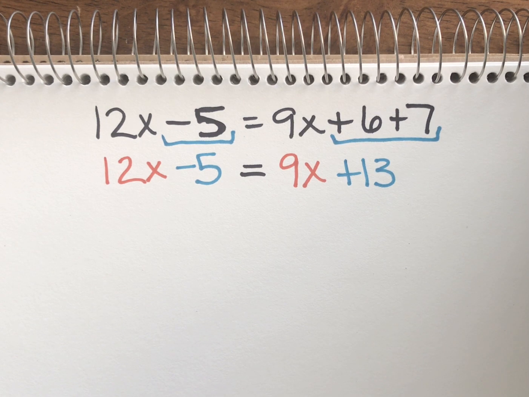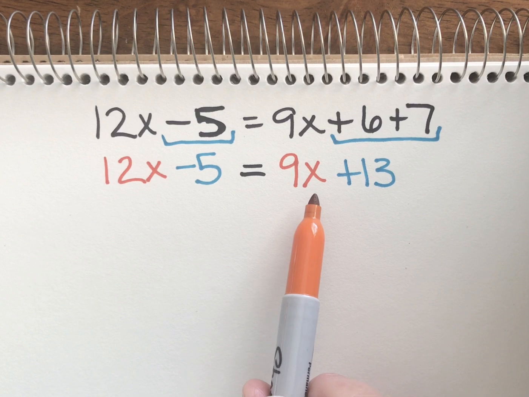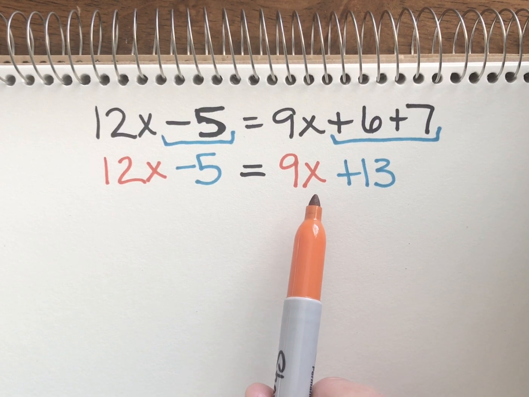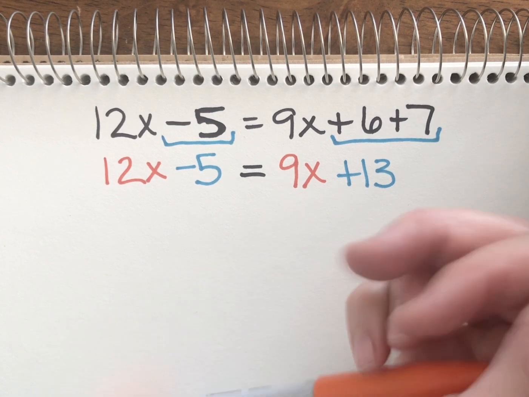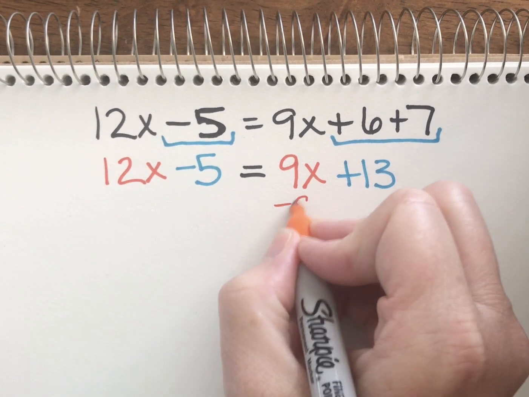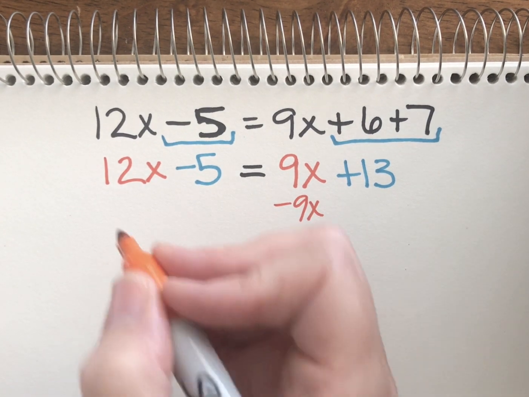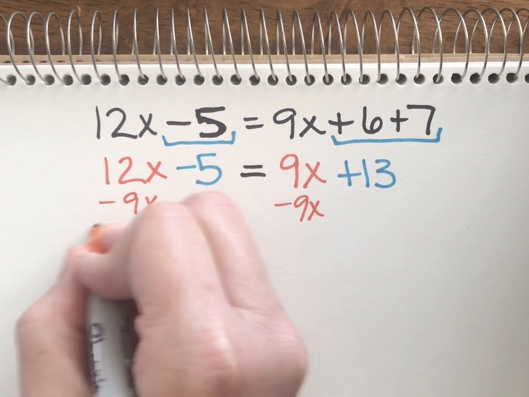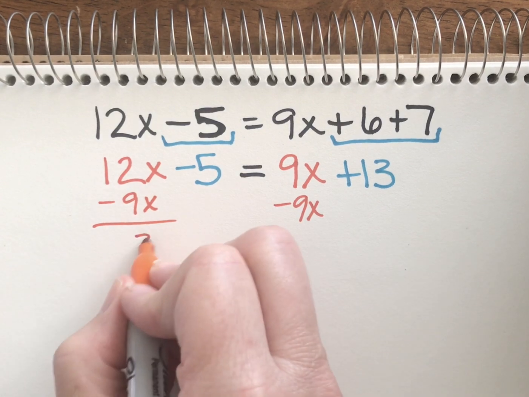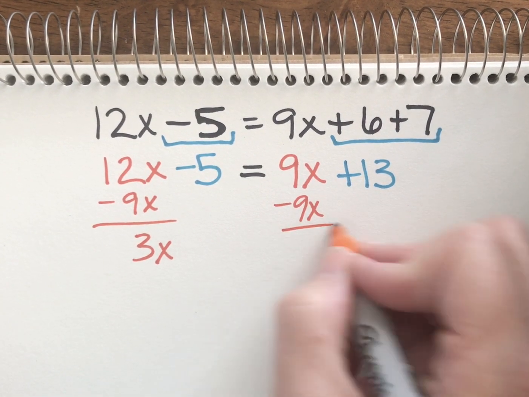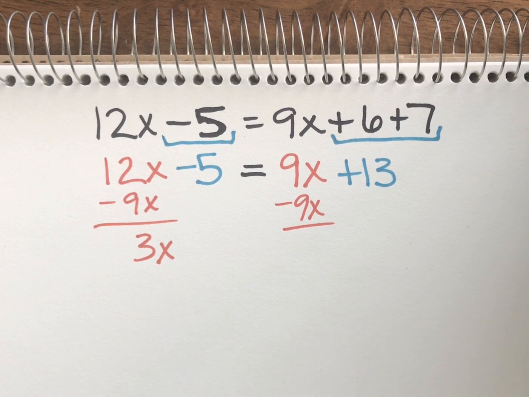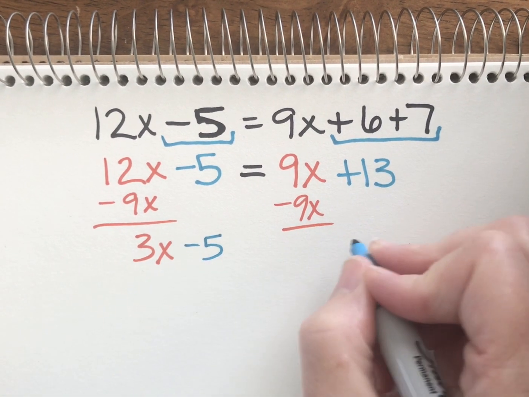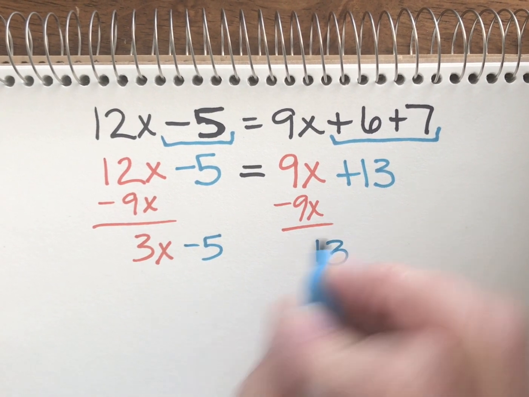I'm going to do this by looking at the x terms. I have 12x and I have 9x. I'm going to move the one that is smaller. So if this is 9x, I can move it to the other side by doing minus 9x. And whatever I do to this side, I have to do to this side. So now I have 12 minus 9, this is 3x, and 9 minus 9, I have 0 x's left on this side. I'm going to bring down my minus 5 and my 13.